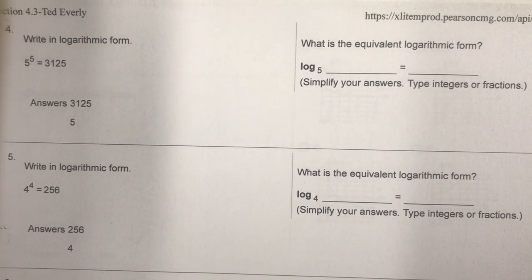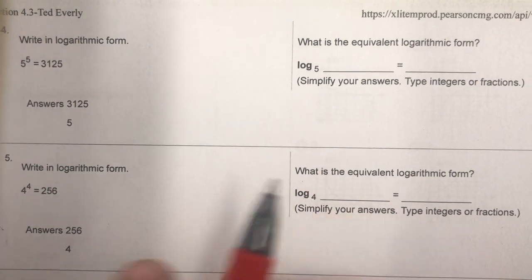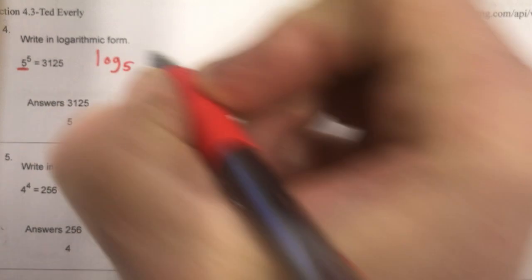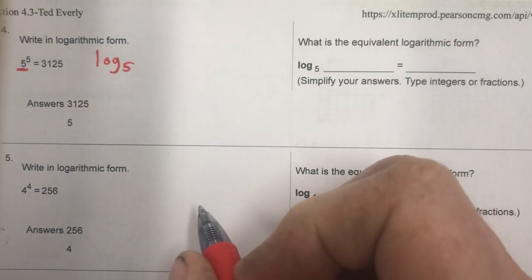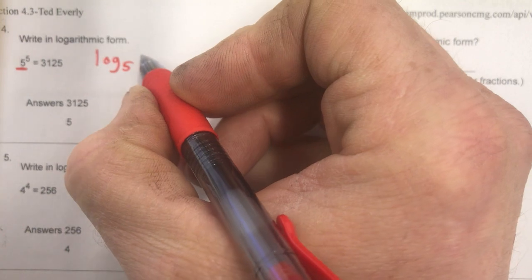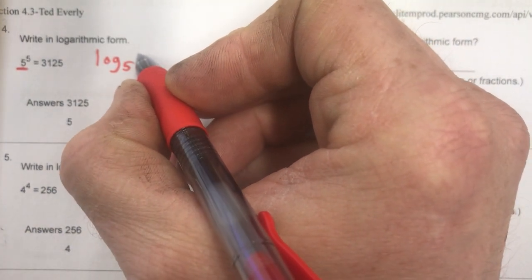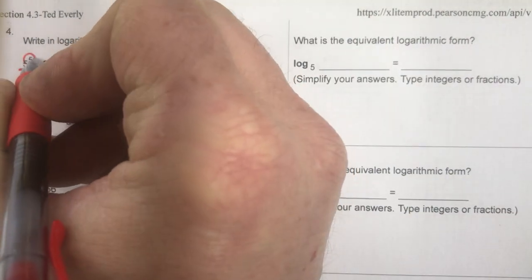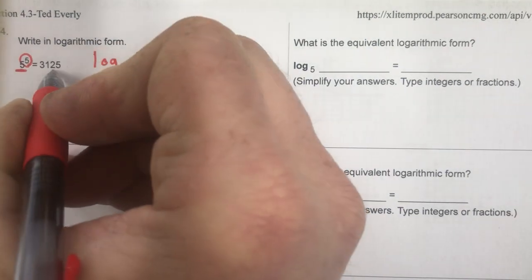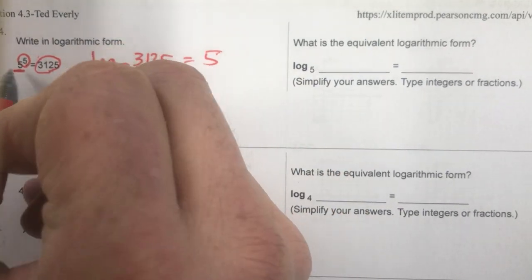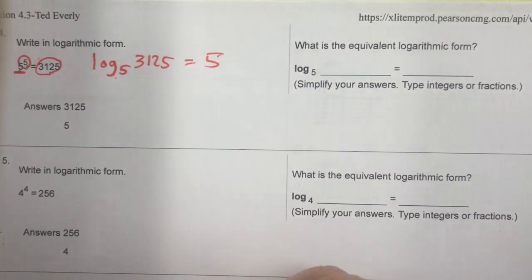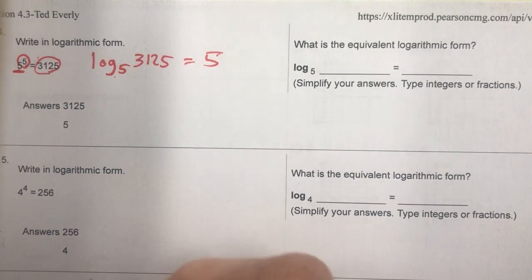Now we've got some here, like I just mentioned a while ago, write this in log form. The main thing is this is base 5, so if I write that as a log, it's going to be log base 5. And then I'm going to have the 3125 here, and then this 5 exponent will go over here. So basically, these two numbers swap spots. When you change from exponent to log, the base remains the same, but those two numbers will switch sides.